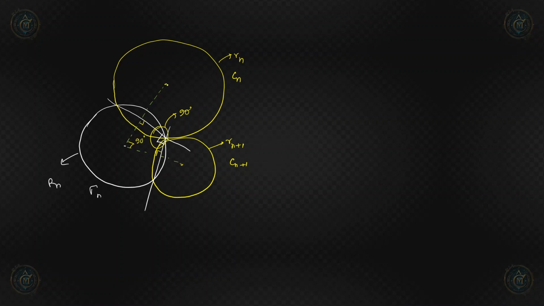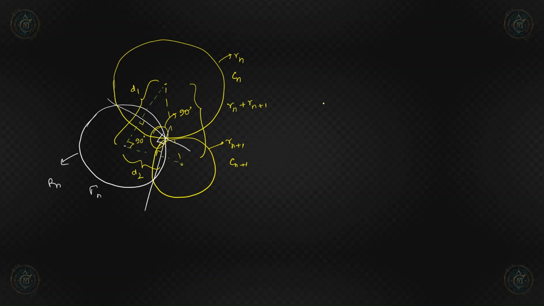That means if we represent the distance of the center of Cn from the center of gamma n as t1, and the distance of the center of Cn plus 1 from the center of gamma n as t2, we can say clearly this triangle here will be a right angle triangle, where the hypotenuse length is, as the circles Cn and Cn plus 1 are touching each other, rn plus rn plus 1.